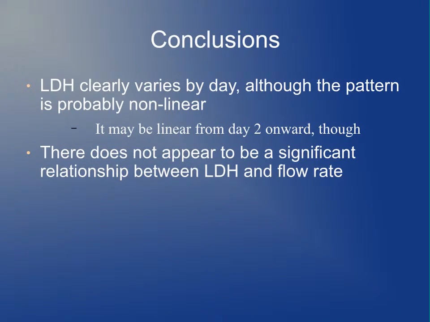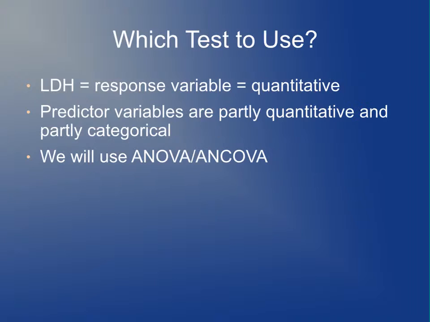So based on these plots, we see that LDH varies by day, although the pattern isn't linear overall. It does look like it's linear from day 2 onward, and we don't see much of an association between LDH and flow rate.